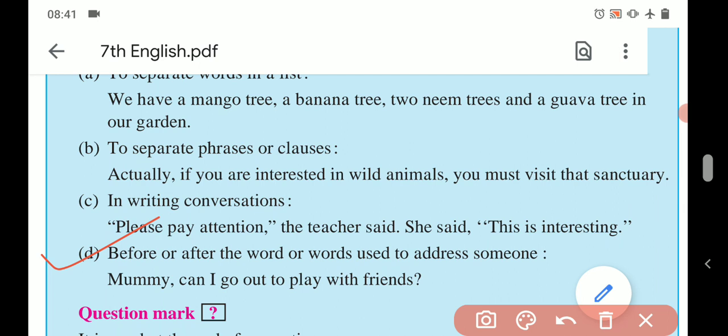Next use of comma, before or after the word or words used to address someone. For example, "Mummy, can I go out to play with friends?" So here the word mummy, which is used to address mother, after it there is comma. So just like children address their parents as mother, mummy, ma, for father, baba, papa, daddy. So if you are there to address someone, at that time you have to use comma after it.